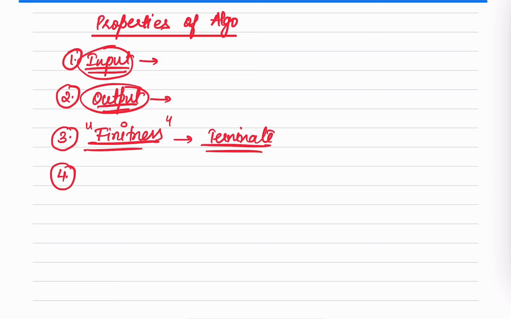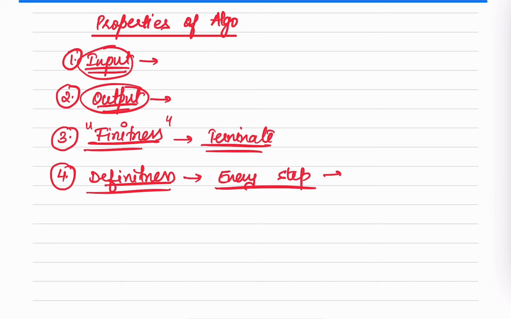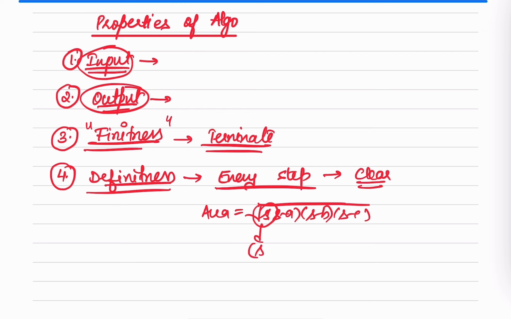And the fourth important property is definiteness. That is, it should be very clear. Every step, since it's a step by step way, right? Every step should be clear, and every step means every instruction to be clear. You should know that for calculating area you need a formula of s minus a, s minus b, s minus c, and also you should know what is s, and what is a, what is b, what is c. You should be aware of all these. That is why it becomes definiteness.